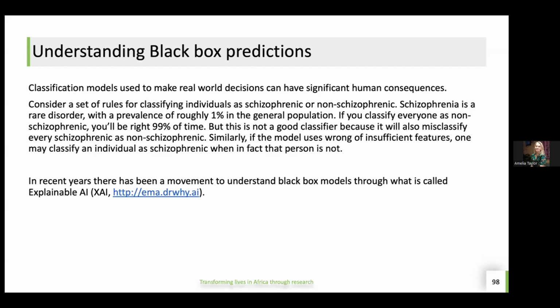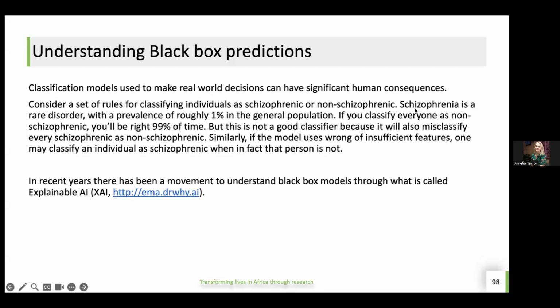And when it comes to black box predictions, the problem is that we need to be able to explain how we arrive at a decision, because classification models can have serious implications in people's lives. And when it comes to issues of mental health, this could trigger some potentially serious situations when people are misclassified. And this can be misclassification either way, either the false positives or the false negatives.